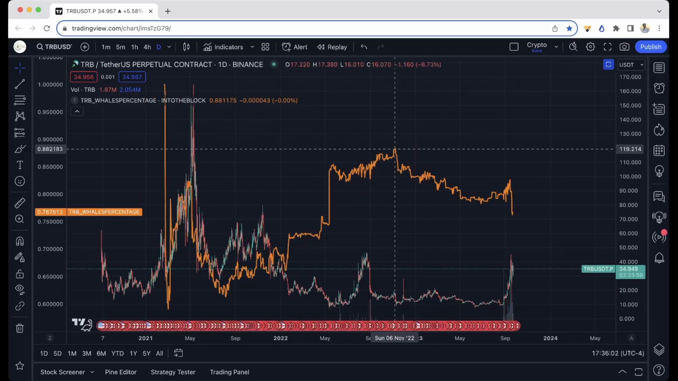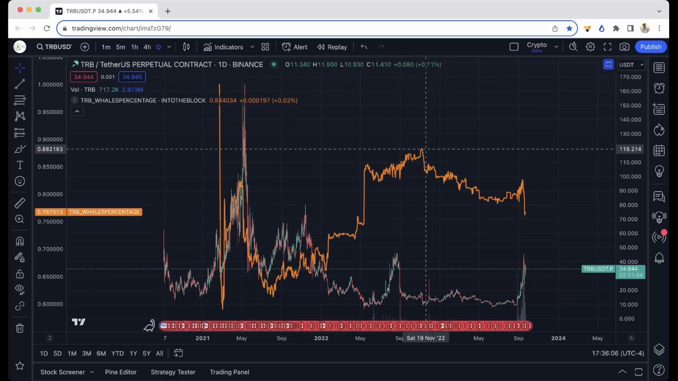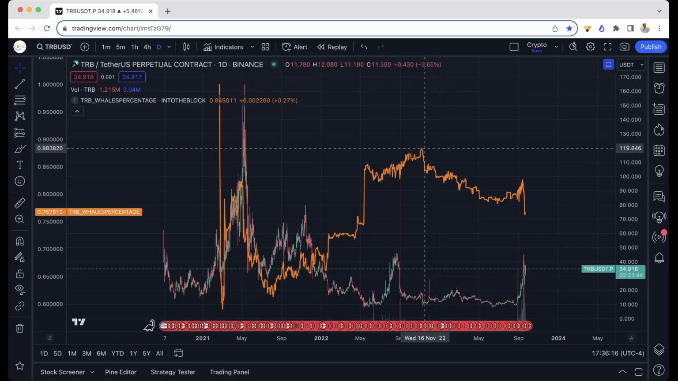What ends up happening is retail gets flustered, they get scared, they get mad, and they sell everything to these whales. And the only people left holding are the creators of the token, and then other large whales that kind of think that it's going to rise. So when this gets very, very high, I think this is just a phenomenal indicator.